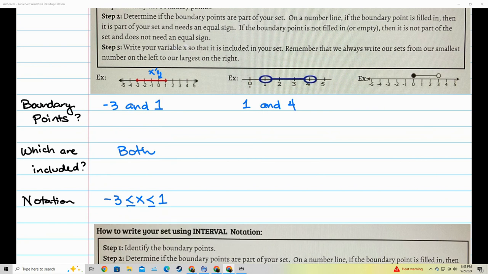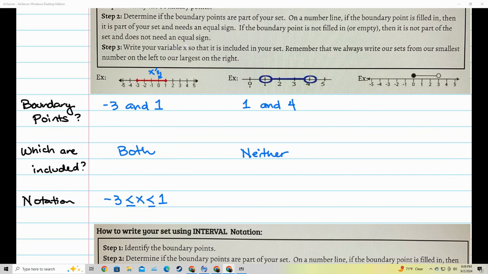Which ones are included? Well, the 1 is not included because it is not shaded in. And the 4 is also not included because it is not shaded in. So I'm going to say which of my boundary points are included. I'm going to say neither are included. So I don't want the 1 and I don't want the 4.